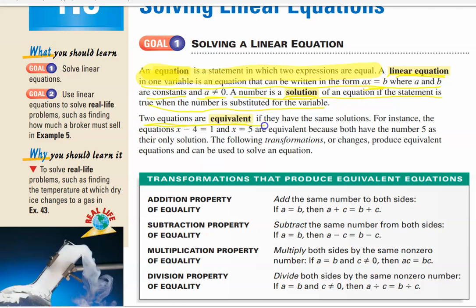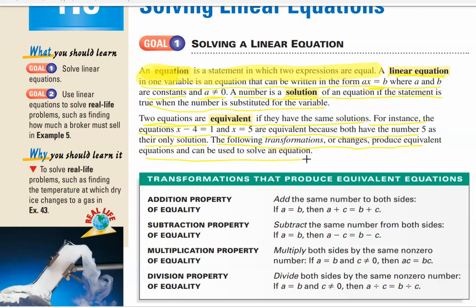Two equations are equivalent if they have the same solutions. For instance, the equations x minus 4 equals 1 and x equals 5 are equivalent because they both have the number 5 as their only solution. The following transformations, or changes, produce equivalent equations and can be used to solve equations. And these are those transformations.